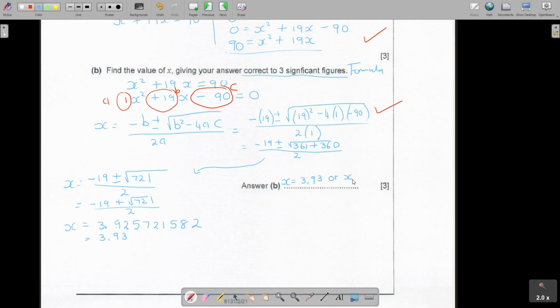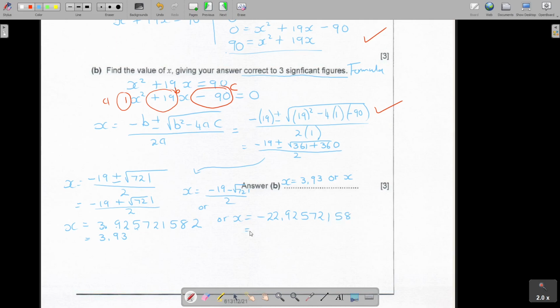So take again your calculator, and now I'm going to press on my calculator: x is equal to negative 19 minus square root 721 over 2. So you're going to press on your calculator now: negative 19 minus square root 721 equals, divide 2 equals. And I get, or x equals negative 22.9257158.